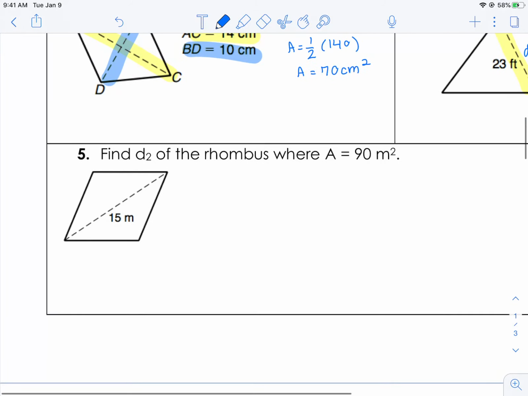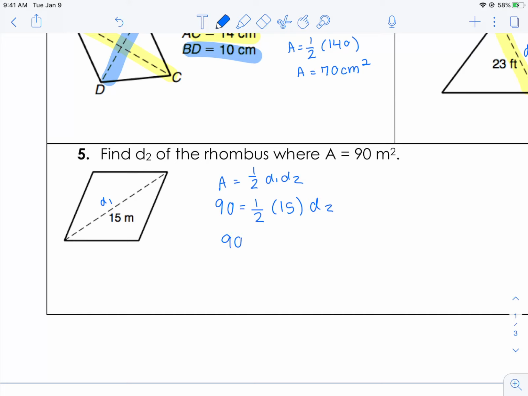Number 5. Find diagonal 2 of the rhombus where area is equal to 90 meters squared. So this must be diagonal 1. My area is 90, my first diagonal is 15, and then times diagonal 2. Well, 1/2 of 15 is 7.5 times D2. Divide each side by 7.5. Diagonal 2 is going to equal 12.